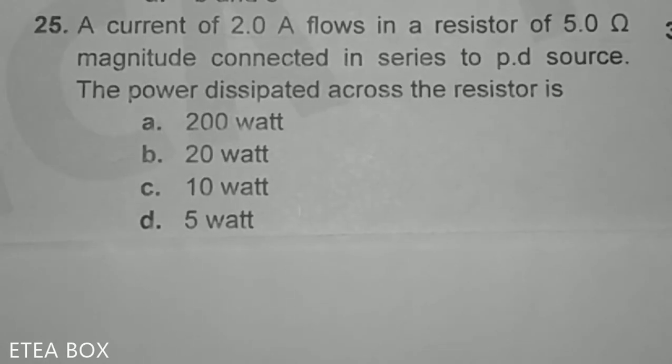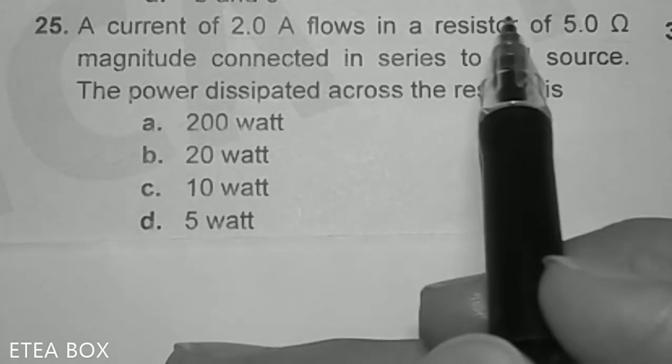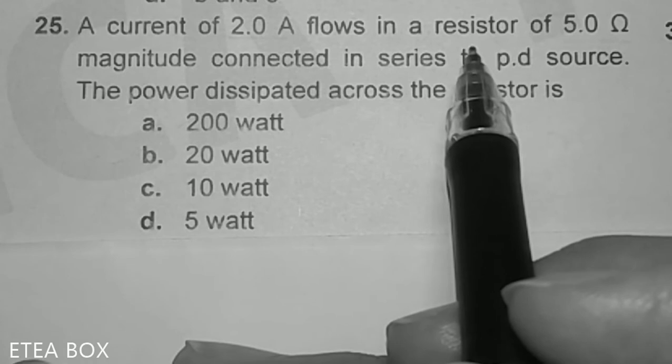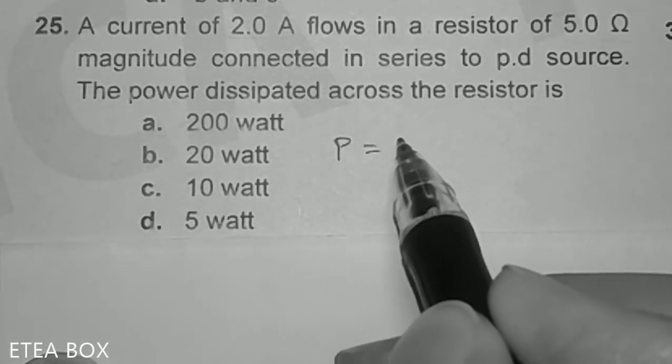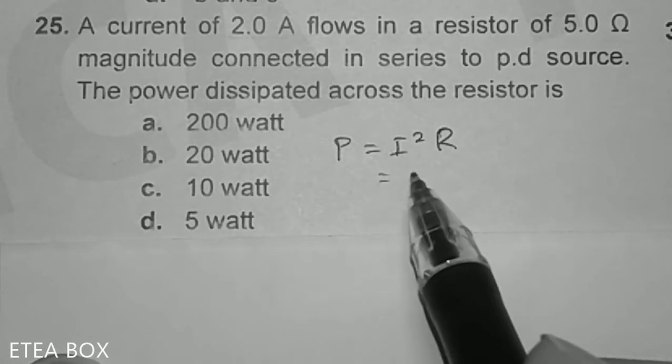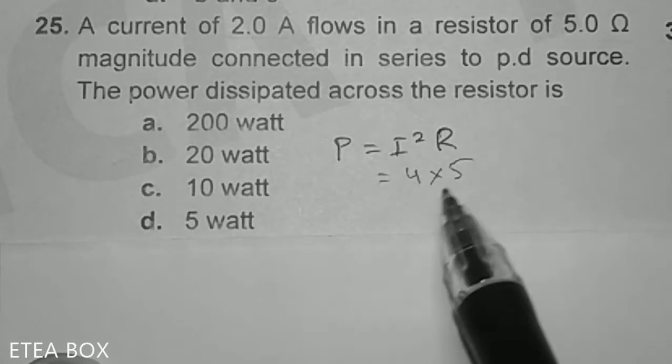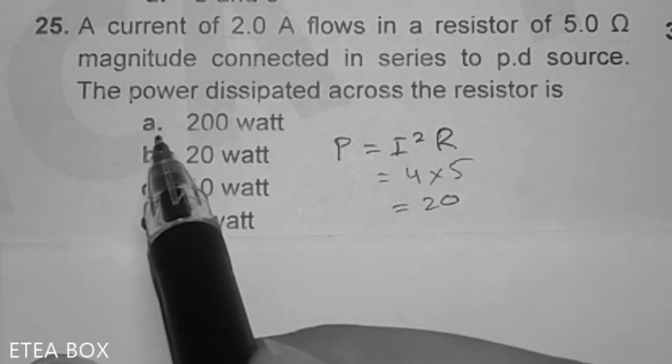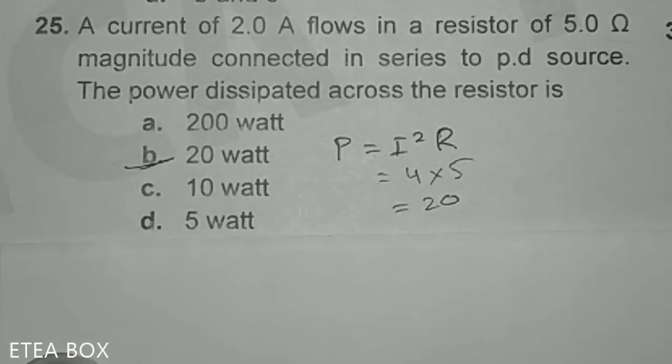A current of 2 ampere flows in a resistor of 5 ohm connected in series to a potential difference source. The power dissipated across the resistor is, now look here, the current is given and the resistance is given. So the power dissipation is equal to I square R. I is 2, 2 squared is 4, multiplied by 5 is equal to 20 watt. Here option B is correct.